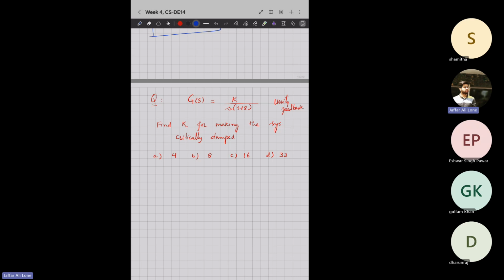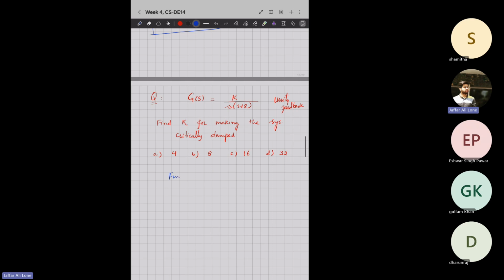First, what you do, find the CLTF. Shamita has solved it. Very good. Yeah, 16 is the correct answer. You've solved it very quickly. That's good news. Shamita, can you please explain? Many people are coming up with answers. Anybody who is willing to explain this to others who have not solved it: find the CLTF initially and then just compare. Put zeta equal to 1. You'll get the value of K.